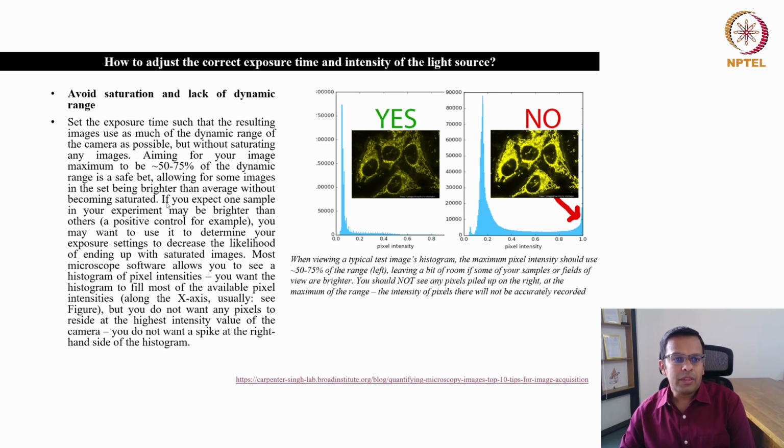If you expect one sample in your experiment may be brighter than the other, a positive control, you may want to use it to determine your exposure setting to decrease the likelihood of ending up with saturated images. Let's say you have two samples, wild type and mutant, and you expect that the wild type should show more fluorescence intensity compared to the mutant. So in that case, while setting up the exposure time, you will put your wild type sample, which shows the highest fluorescence intensity.